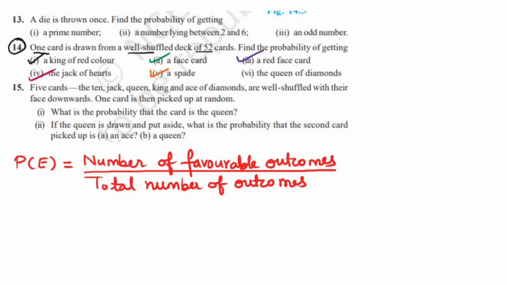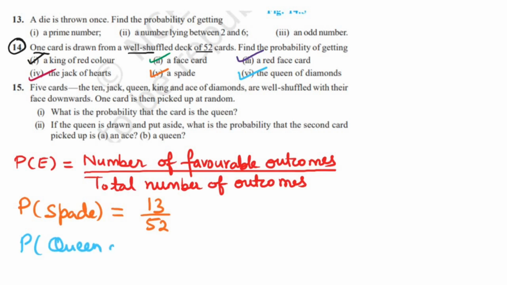The fifth one, what is the probability that the one card that is drawn is a spade? Among the category of spades there are 13 cards out of the total 52 cards in one pack. So it is 13 out of 52. The last one, what is the probability of getting the queen of diamonds? Among diamonds there is only one queen, which is pulled out of the pack of 52 cards.